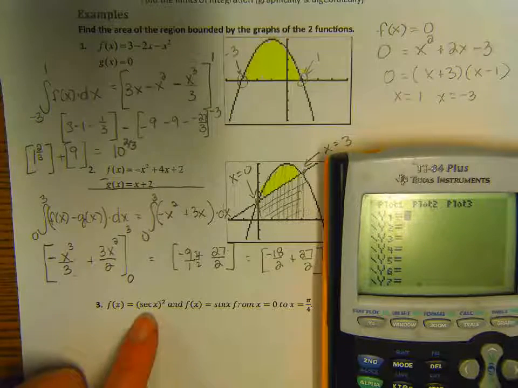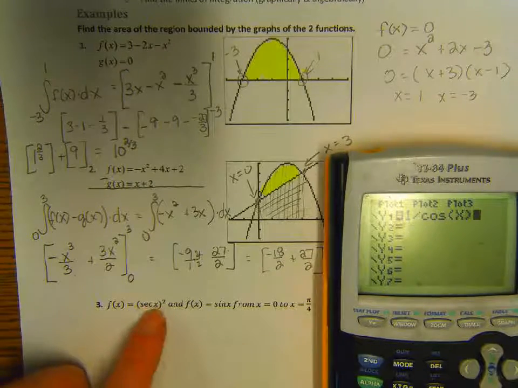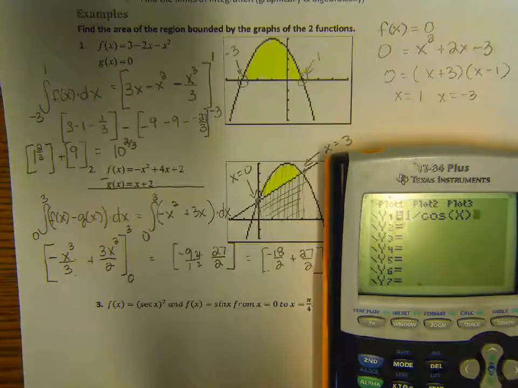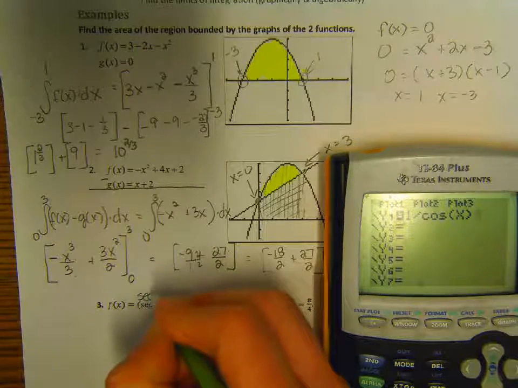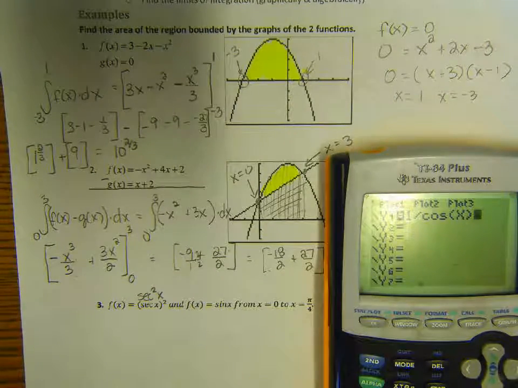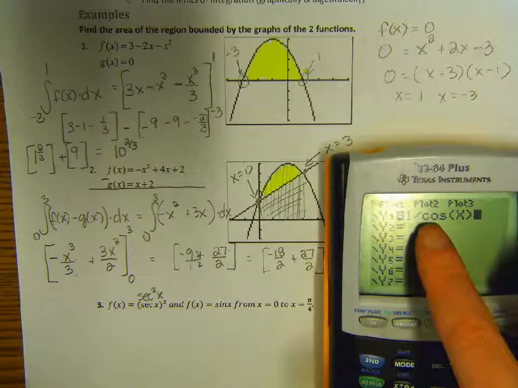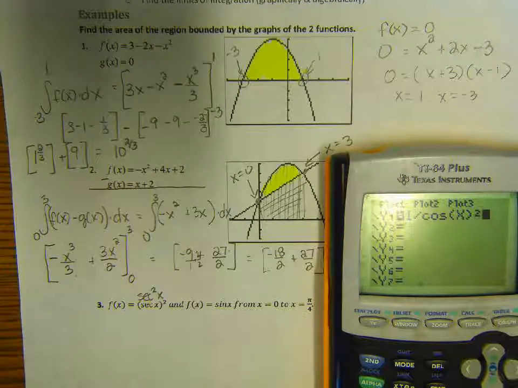So secant is 1 divided by cosine, right? And sometimes we see this written as secant squared, correct? Okay, and what that means is we square the whole cosine. Your calculator is smart as long as you close the parentheses, that this is squaring the cosine. And then here is sine of x.